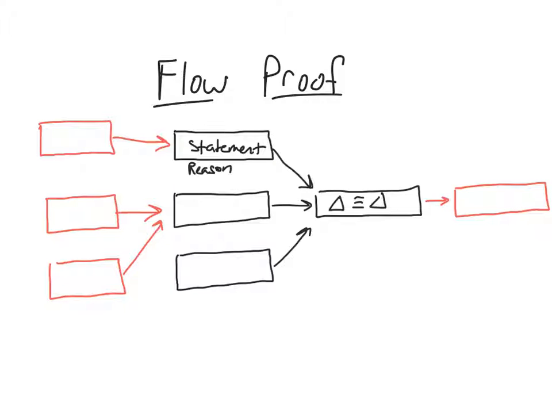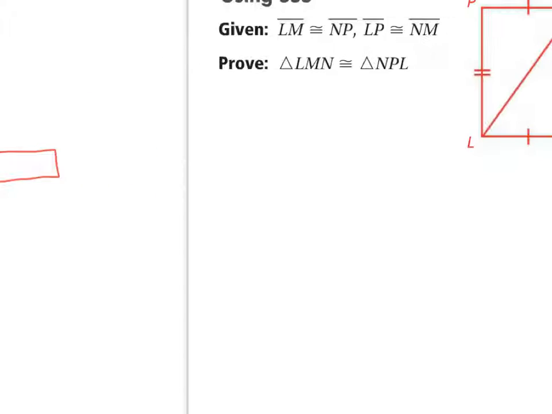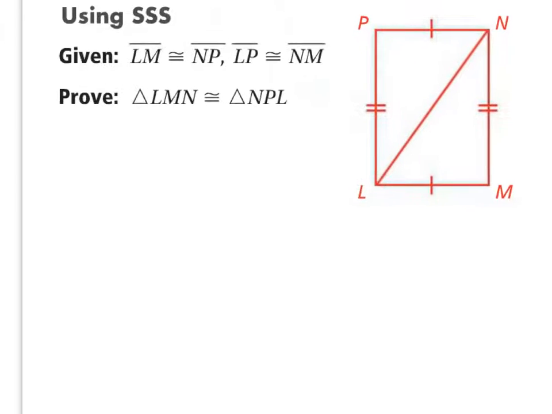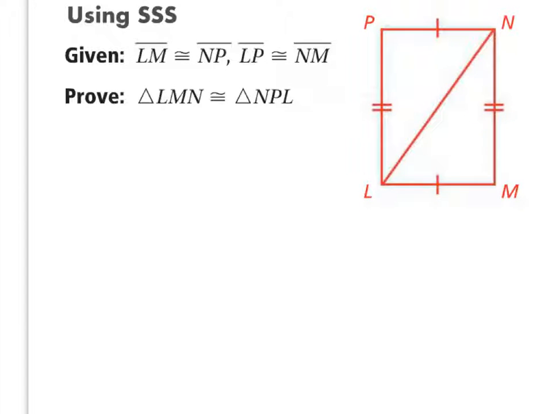Then let's write one. Coming back over here. We're given that line segment LM is congruent to line segment NP. We're also given that line segment LP is congruent to line segment MN. I told you that we're going to have that basic structure. So I'm going to start this by drawing that basic structure.